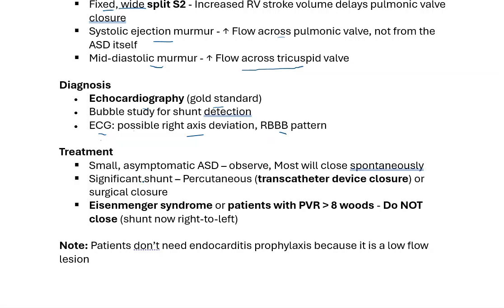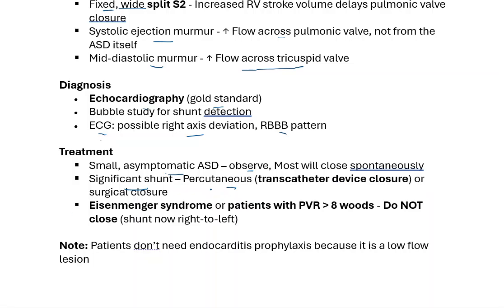So what's the treatment? If it's small, if they have a very small ASD, you can just observe them because most of the time they close spontaneously, right? But if they have significant shunts, then you can do percutaneous or surgical closure. Percutaneous means transcatheter device closure.